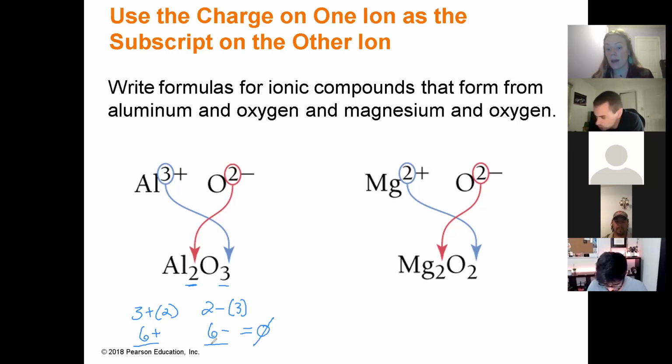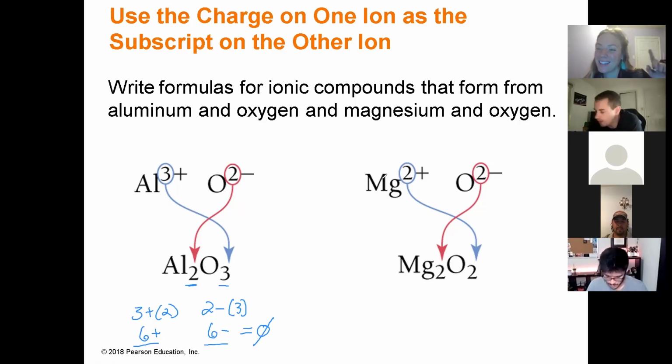So that's the fastest way for us to find a charge neutral molecule. I don't know why they don't complete this one on the slides, but magnesium and oxygen. Magnesium has a 2 plus charge. Oxygen has a 2 minus charge. We're going to flip-flop. This will get a 2 and this will get a 2.